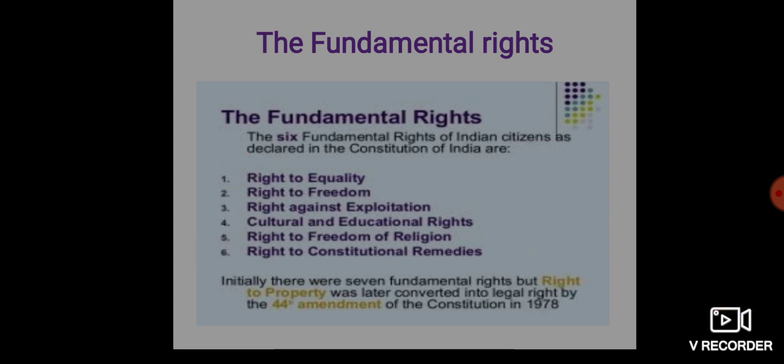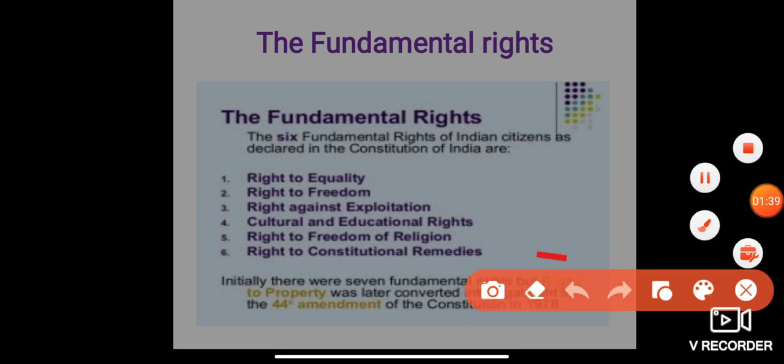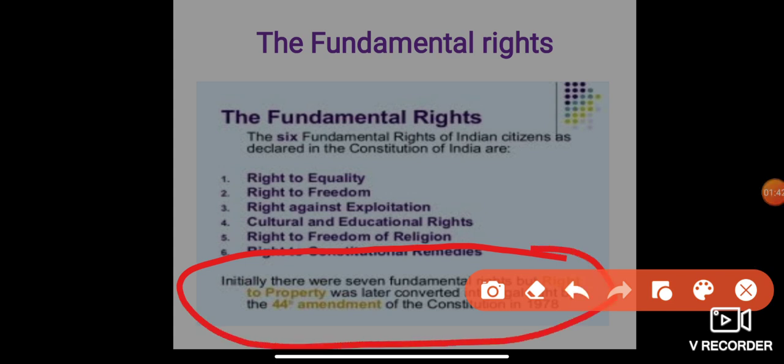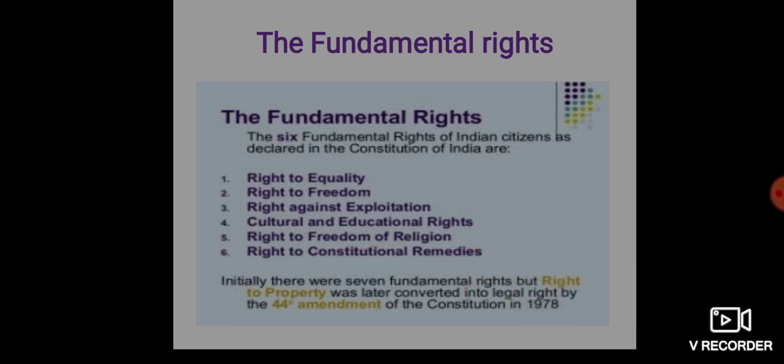Initially, there were seven fundamental rights, but the right to property was later converted into a legal right by the 44th Amendment of the Constitution in 1978. So please remember this particular point. Initially there were seven fundamental rights, but the right to property was later on converted into a legal right by the 44th Amendment of the Constitution in 1978.